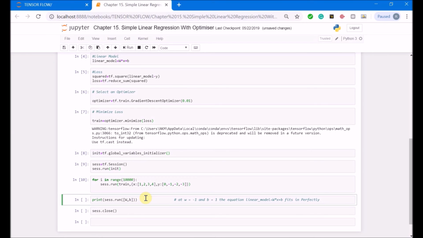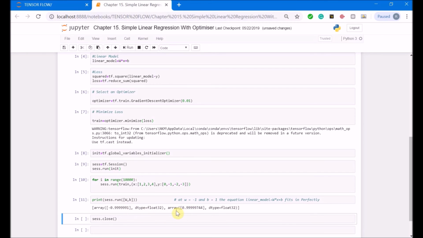So now that we're done, let us check, and we already know that at W equals -1 and b equals 1, the equation, linear model equals Wx plus b, fits perfectly. So let us find out the values. Perfect. And like I told you, they don't usually give you the perfect value, that is not exactly -1 and 1. The reason is the learning rate. If you wanted it to be a precise 1, then you have to play around with the learning rate so that this value is incremented.